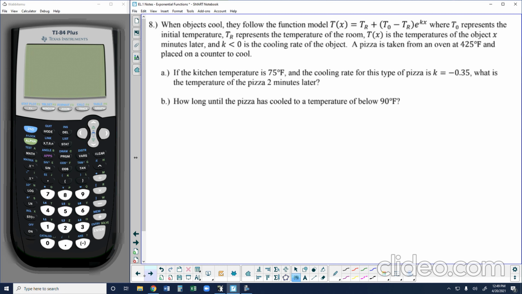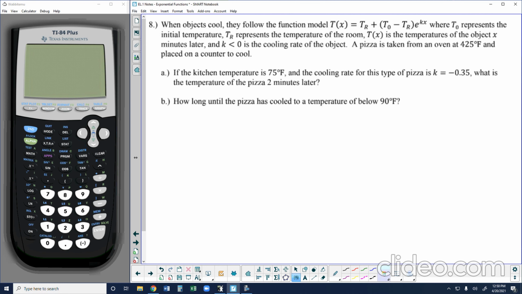So what we want to use is this function T of x, which gives us the temperature of an object x minutes after pulling it out of or moving it to a location with a different temperature. So in our case, we have an oven, and we are taking the pizza out of the oven. It's at 425 degrees, putting it in the kitchen, that is 75 degrees, and we want to figure out what the temperature is going to be after 2 minutes. So we need a function.